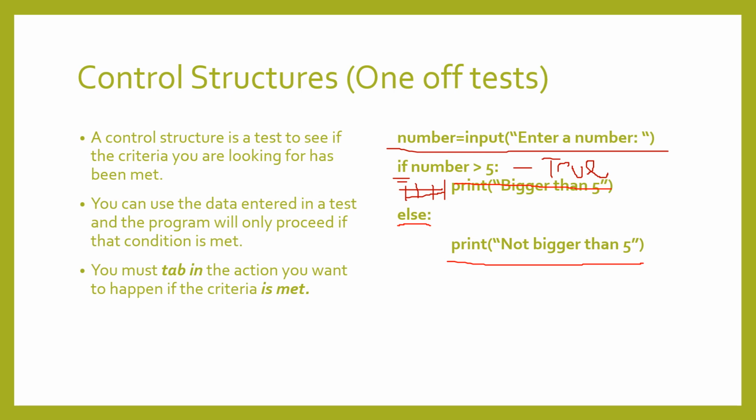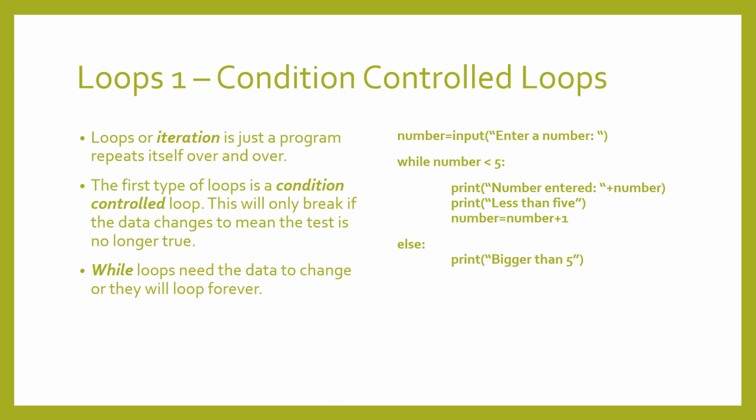Alright? Right, your next thing is loops. Loops are condition controlled loops specifically. There's two types of loops, but the overall term is called iteration. Iteration is just a loop. That's all you need to know about. It's something that repeats itself over and over again. It's part of the program that repeats itself. This one's called a condition controlled loop. A condition controlled loop means it's going to test against a condition and do the test over and over again until the condition is met. And I'll show you what I mean by that.